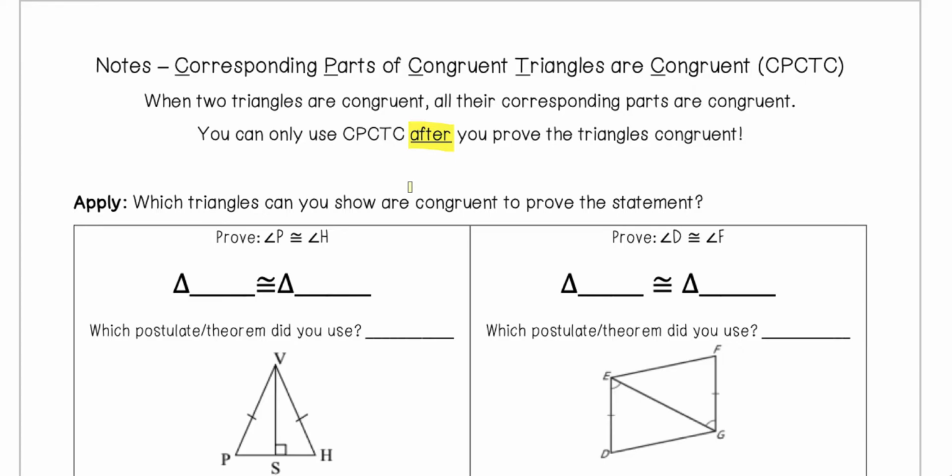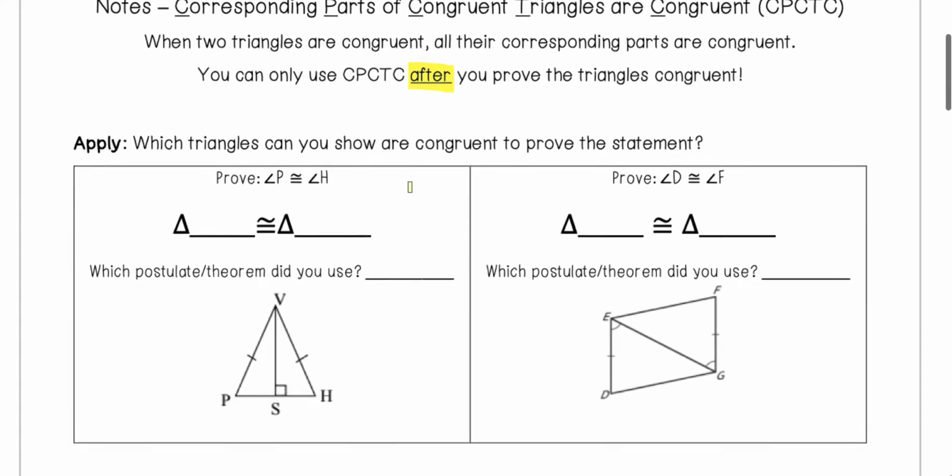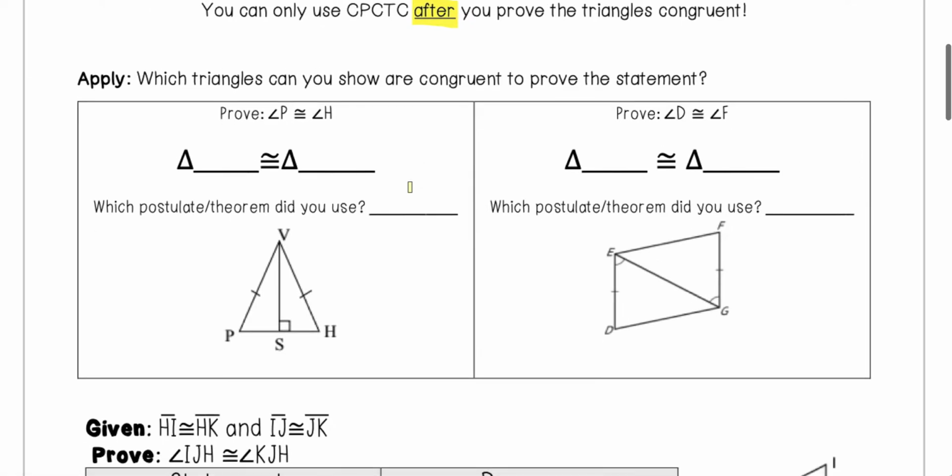Once you know that the two triangles are congruent to each other, then we can say that if this angle was corresponding with that angle and these two triangles are congruent, then those two angles must be congruent to each other because of CPCTC. So when we look at these two examples here, they're asking us which triangles can you show are congruent in order to prove the statement.